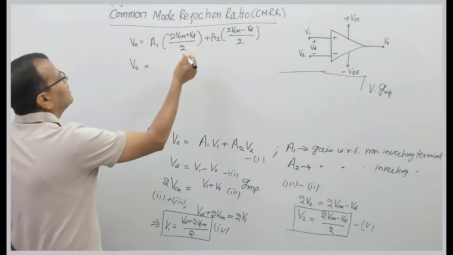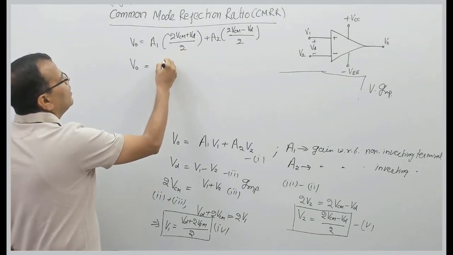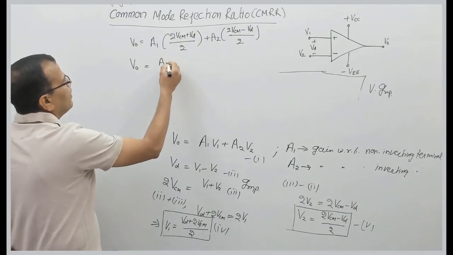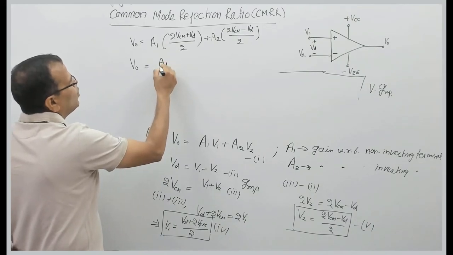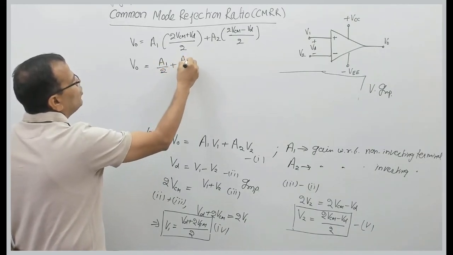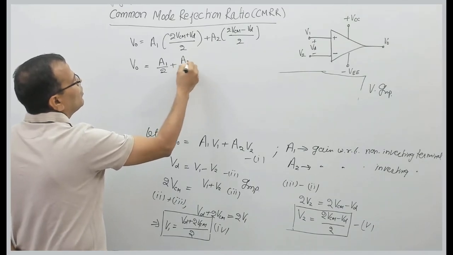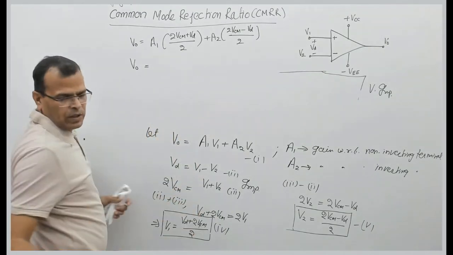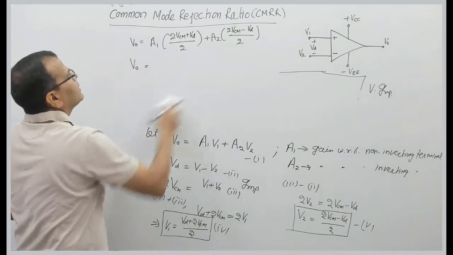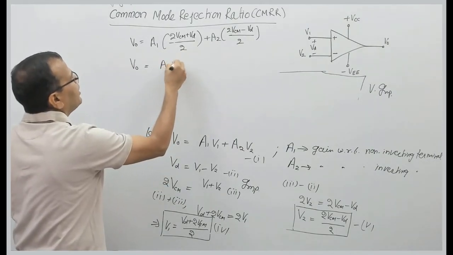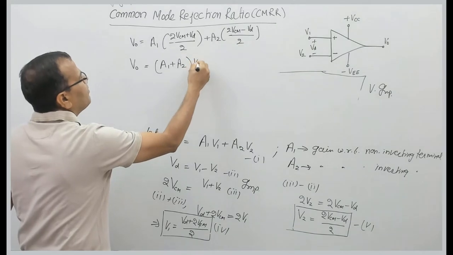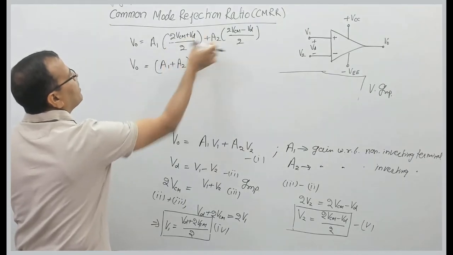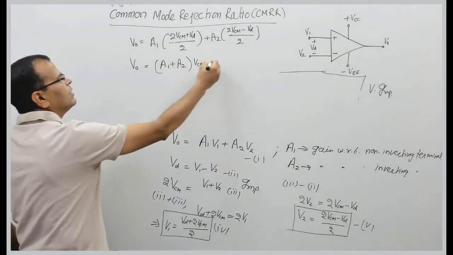Now what is output? Now I will try to separate the terms containing VCM and Vd. So let us see that. Here what will be the coefficient of VCM? You can see that A1 by 2 plus A2 by 2, or I can say (A1 plus A2) by 2. So (A1 plus A2) into VCM. You can see A1 by 2, A2 by 2 multiplied by 2 VCM, so 2 and 2 will be cancelled. So this is what you have.